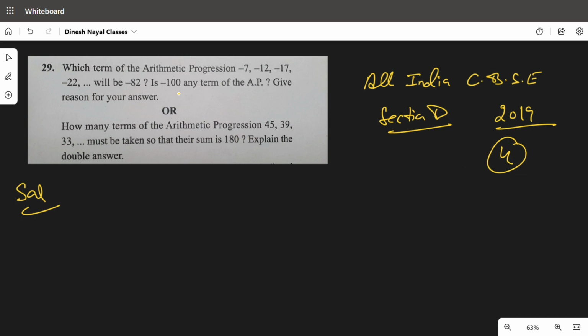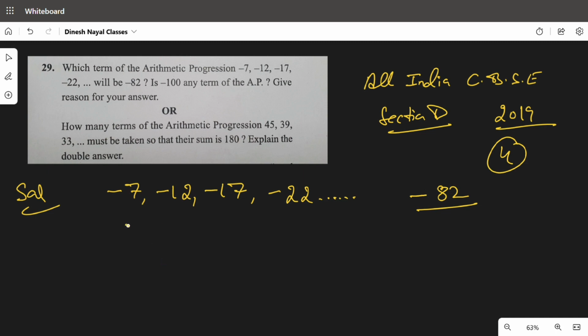Now, which term of the arithmetic progression minus 7, minus 12, minus 17, minus 22, and so on, will be minus 82? Okay, so basically we have to find the value of n over here, like which term is going to be minus 82.